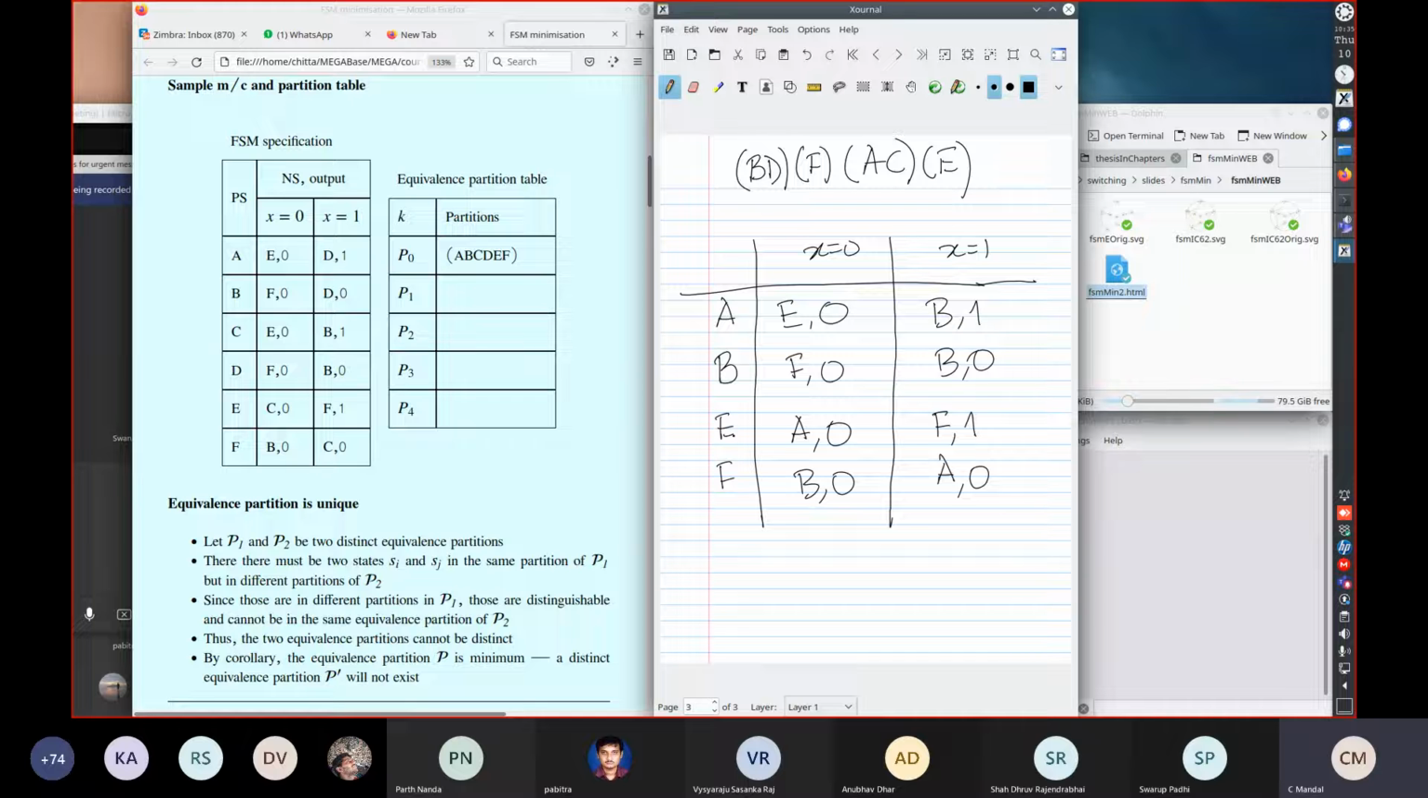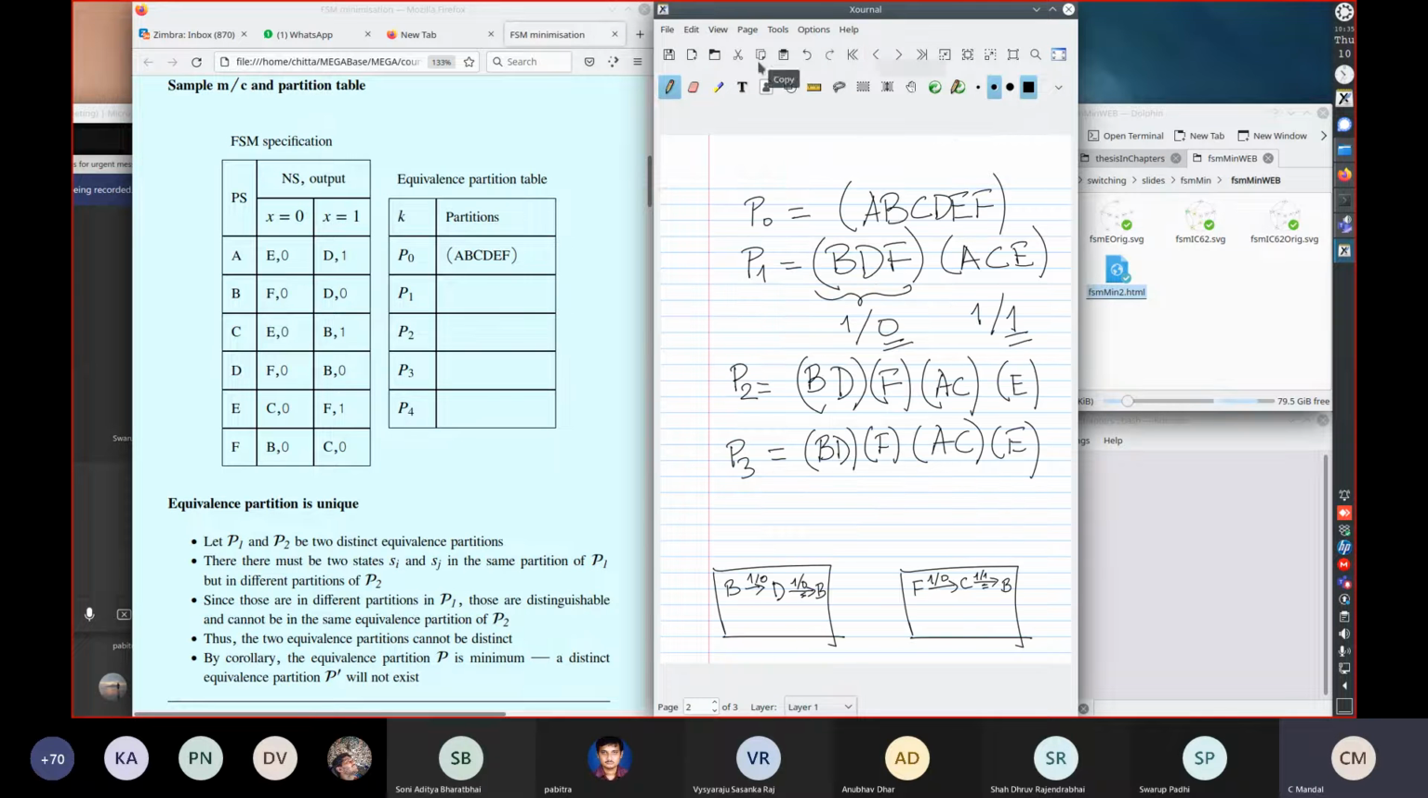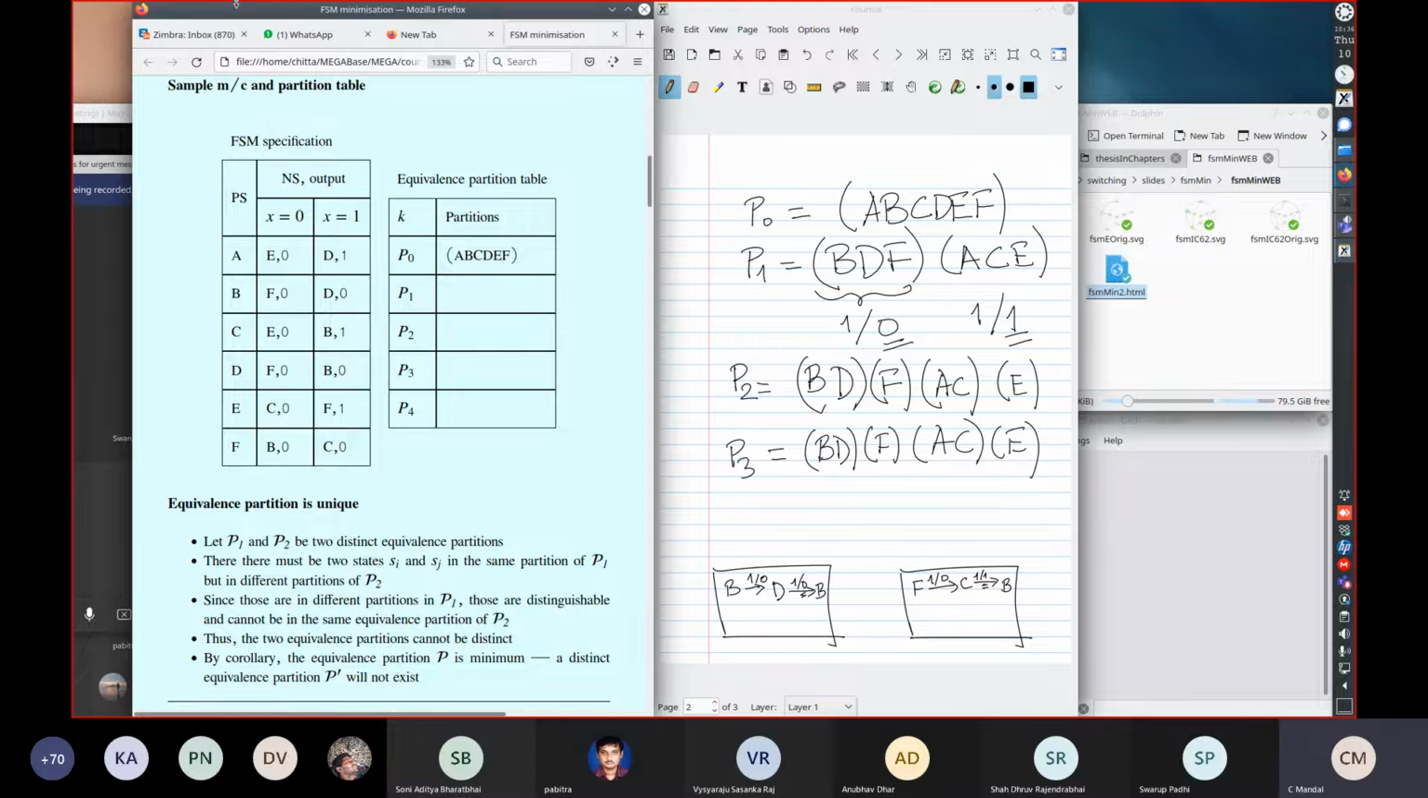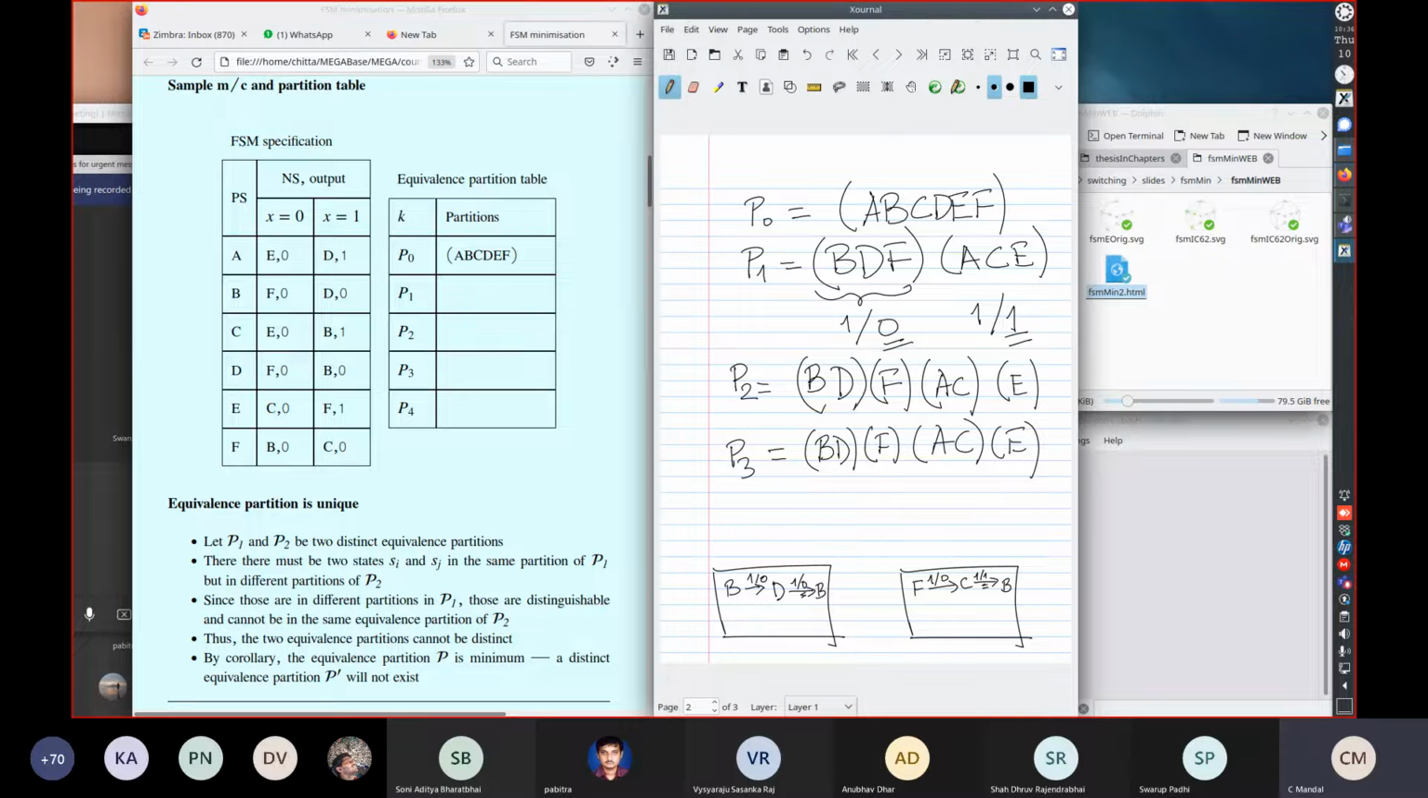Sir, can you explain these partitions, what exactly do P0, P1 mean? P0 is the initial uncertainty. So you start off with the assumption that all these states may be equivalent. All right. This is your initial uncertainty. You don't know really which of these. So you start off assuming that all of them are equivalent. And then you test your assumption.